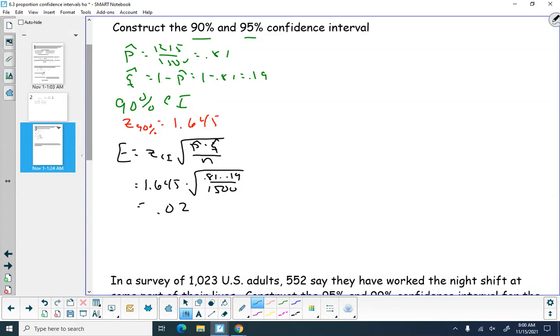So our population proportion will be somewhere between p hat minus this error and p hat plus this error. So we have p hat, which is 0.81, minus 0.02, and 0.81 plus 0.02. So we have 0.79 and 0.83. So we are 90% confident that between 79 and 83% of the people will participate in the survey and the census.